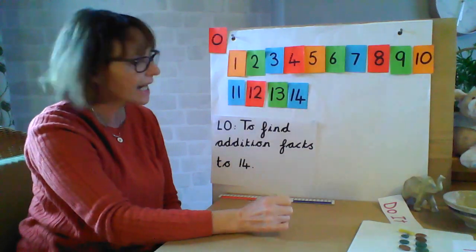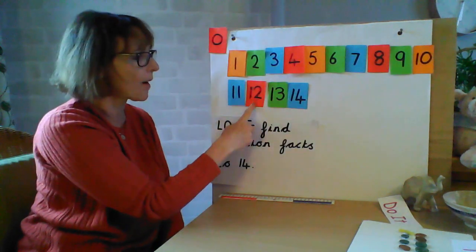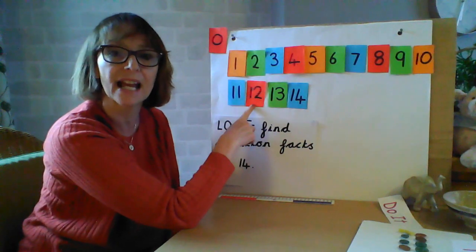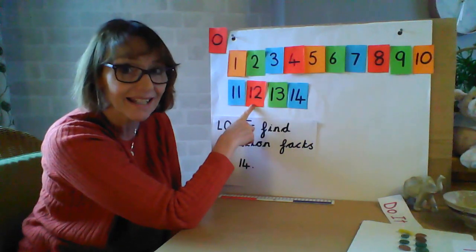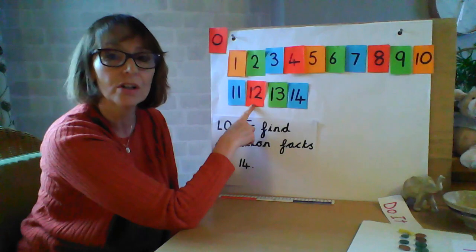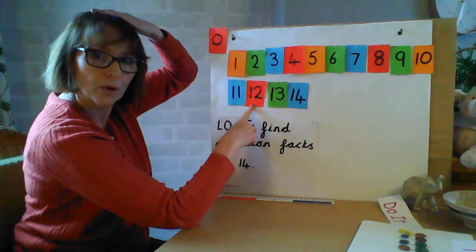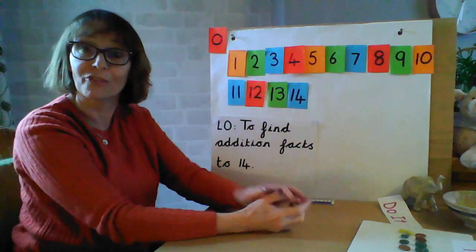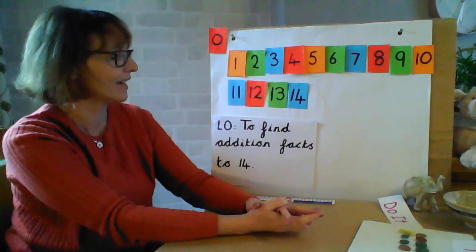Let's start from a bigger number. Let's start from this number, which is the number that we sometimes get wrong, isn't it? And it's number 12. So 13, 14. We didn't have so far to go that time, did we? That was just a short count.